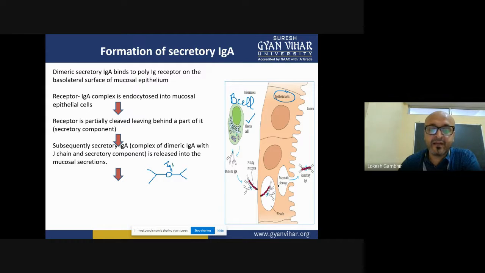Now this IgA dimeric form will be recognized by the specific receptors present on these epithelial cells. These receptors are called poly-Ig receptors, the polyimmunoglobulin A receptors. Now they will bind to this particular antibody, and you will be very surprised to see that in this structure that I am talking about, the receptor binds to this region.